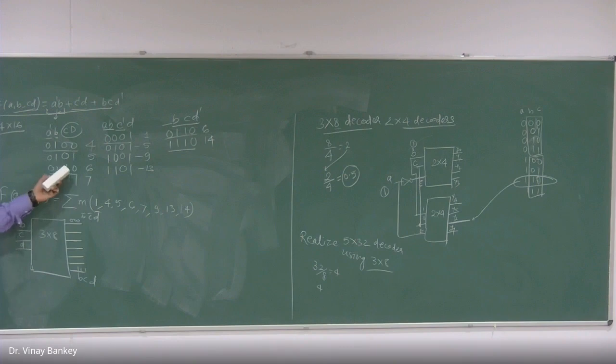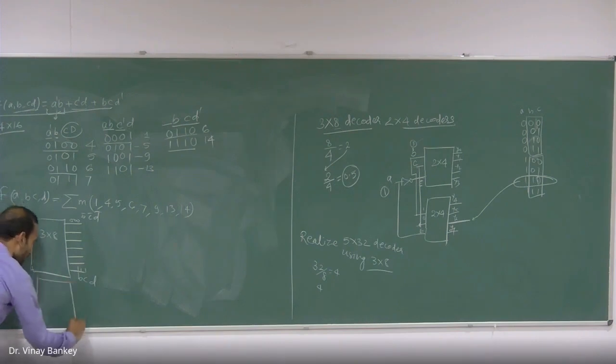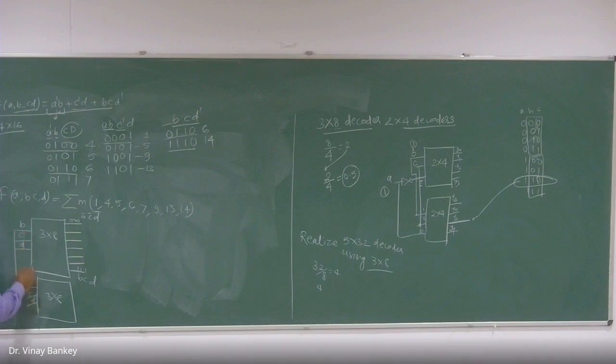But what about these 8 to 15 min terms? You need another 3x8 decoder IC. We will have another 3x8 decoder IC, and these inputs are connected as B, C, and D. And at the enable, here we will put a NOT gate in front of this first IC, and that is connected to variable A.